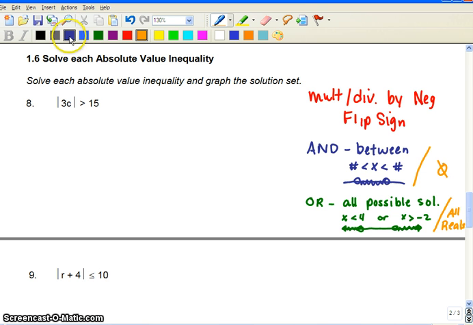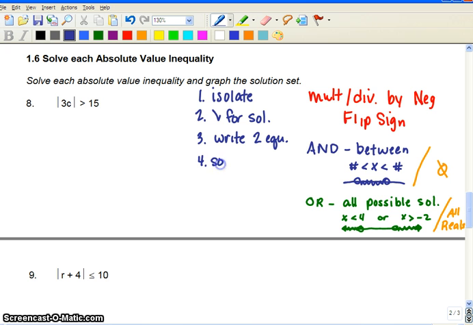Now we need to remember we're back to absolute value problems. Absolute value problems, we had some steps to follow. The first step was to isolate. The second step was to check for a solution. The third step was to write two equations. The fourth step was to solve. And at this point, we're going to say solve and graph. So that's new. And then we'll have some other possibilities when we check for solutions now. So we'll talk about those as we get to them.